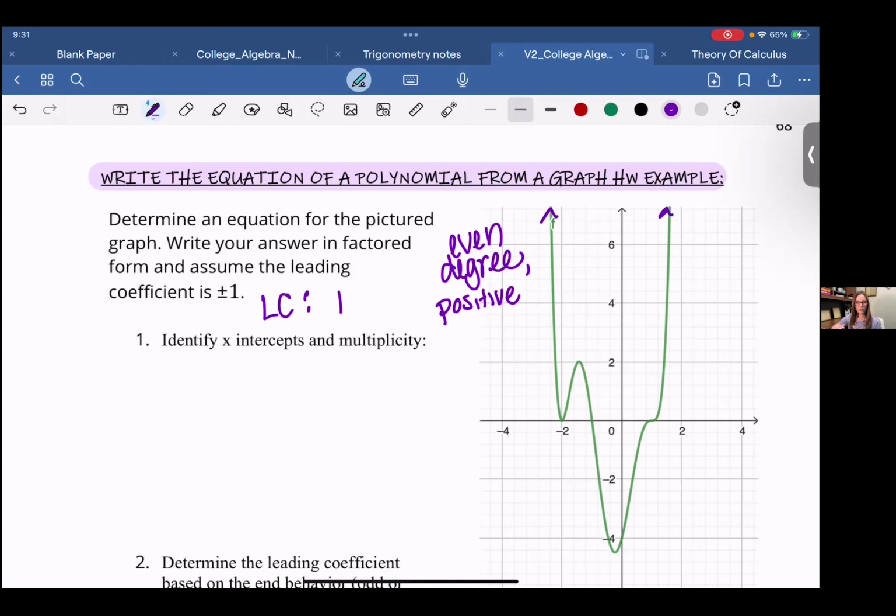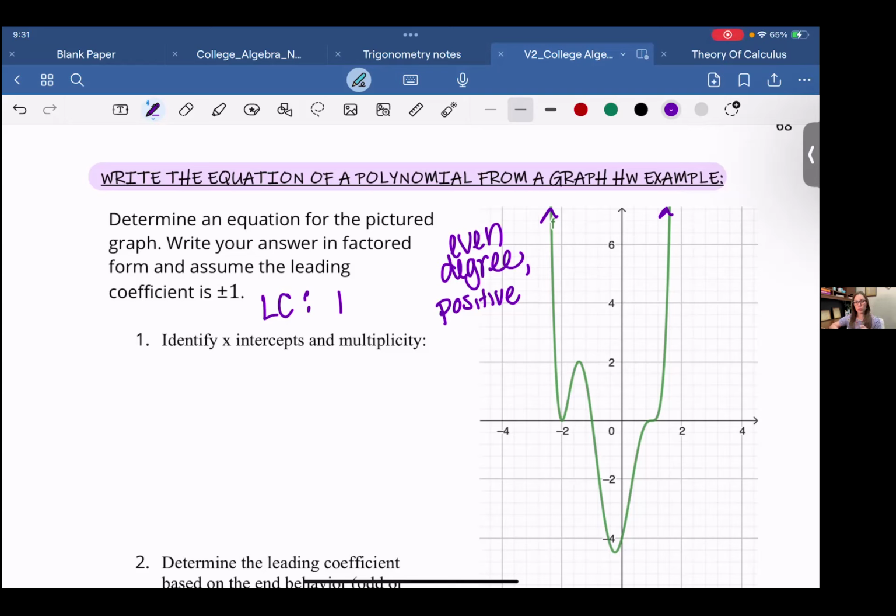Okay, next thing that you should do is identify the critical values, which are the x-intercepts, and we also need to decide their multiplicity, because multiplicity refers to that exponent on each factor. So the x-intercepts are going to line up our factors of our polynomial, and then the multiplicity is going to line up our exponents on those factors.